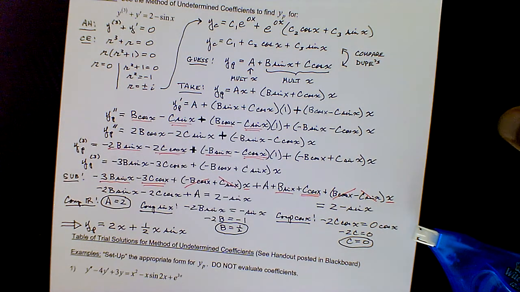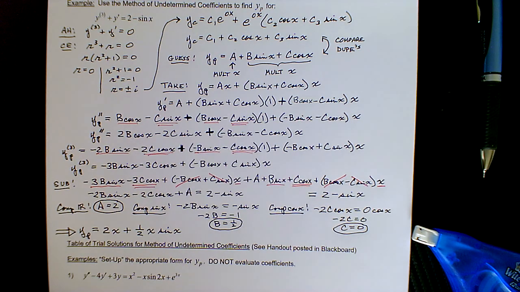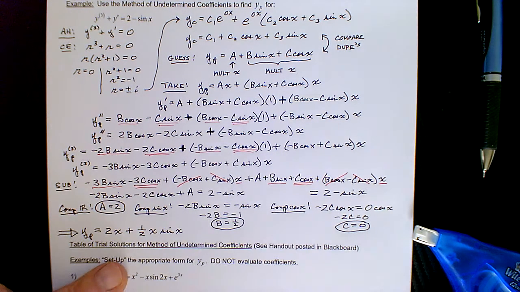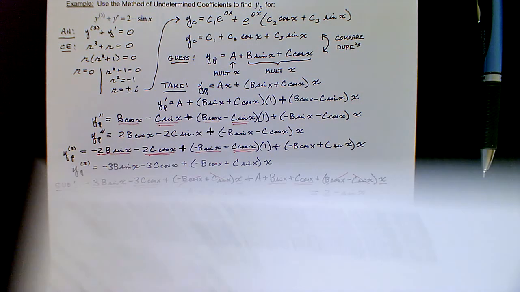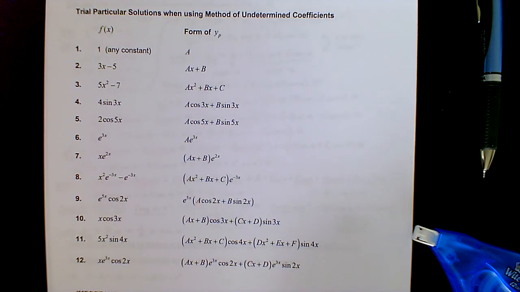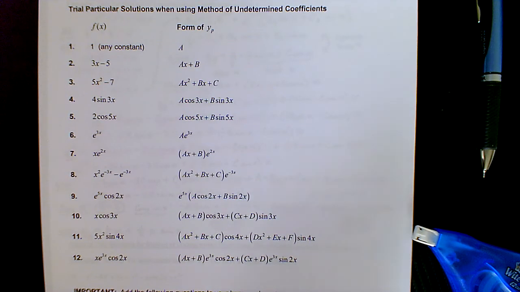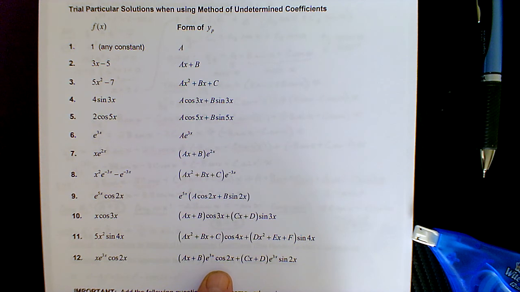Okay, so that's it. And they do get a little bit of work involved. I'm going to cut this video short, but I want to show you one thing before we leave this. There's a table of trial solutions posted in Blackboard. Right above the videos, there's a folder with homework with some handouts. And this is what the table looks like. We're going to be using this to make it easier for us to determine what our guess for y sub p should be. So this tells you whatever the function is, it tells you what to use as your guess.